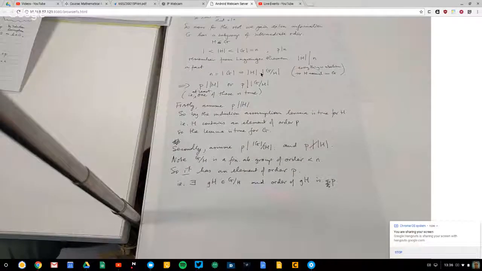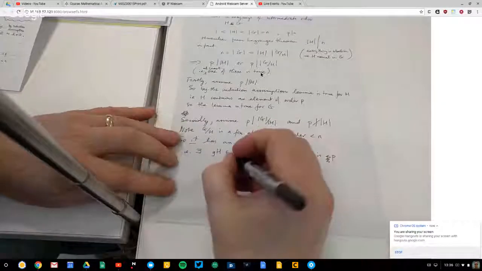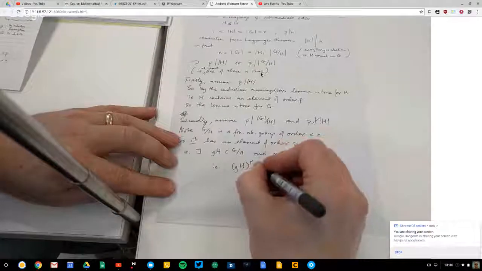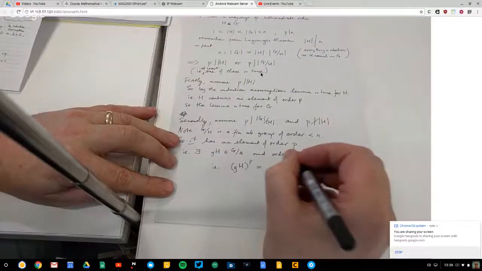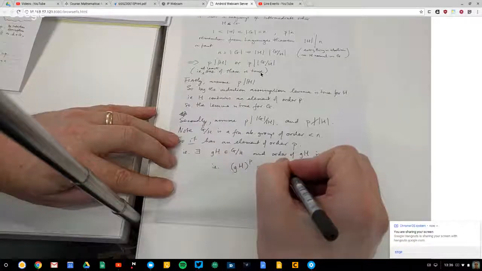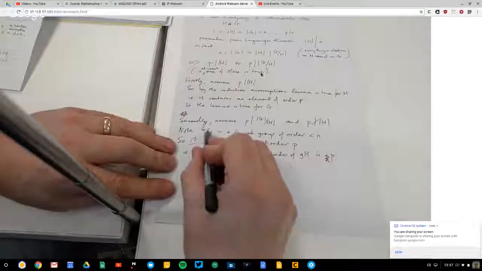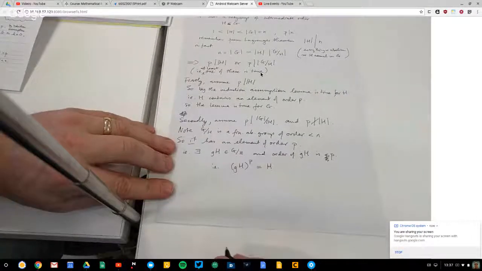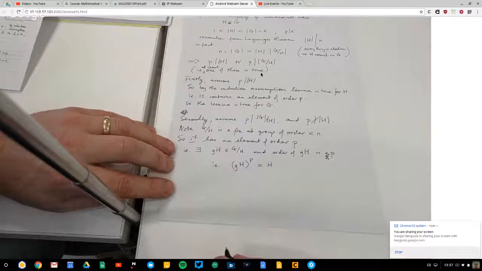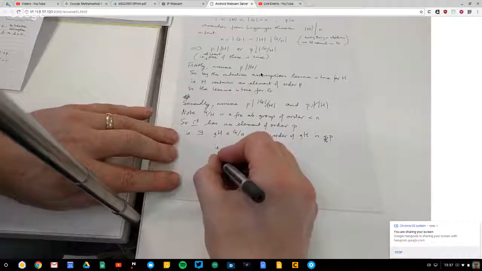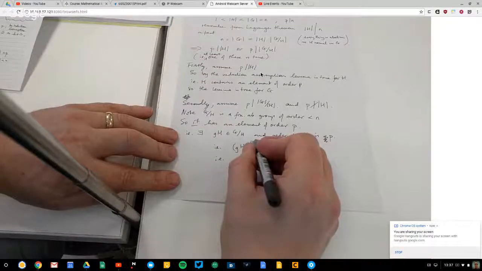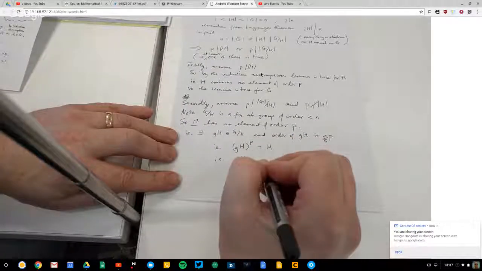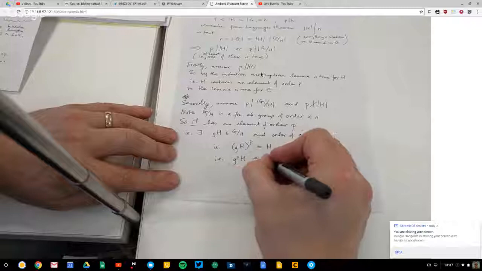But so what can we do? Here's our coset of order p. So let's just write that out. If you take gH and raise it to the power p, you get the identity. What's the identity? The identity is H, isn't it? Because it's the identity of the factor group. Now, what is a coset raised to a power? Well, it's the coset represented by the representative raised to that power. So that's the same as H.